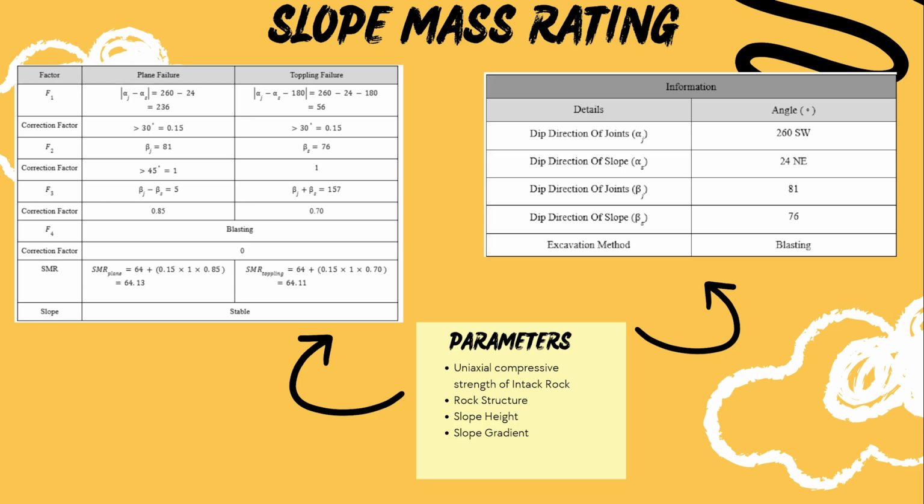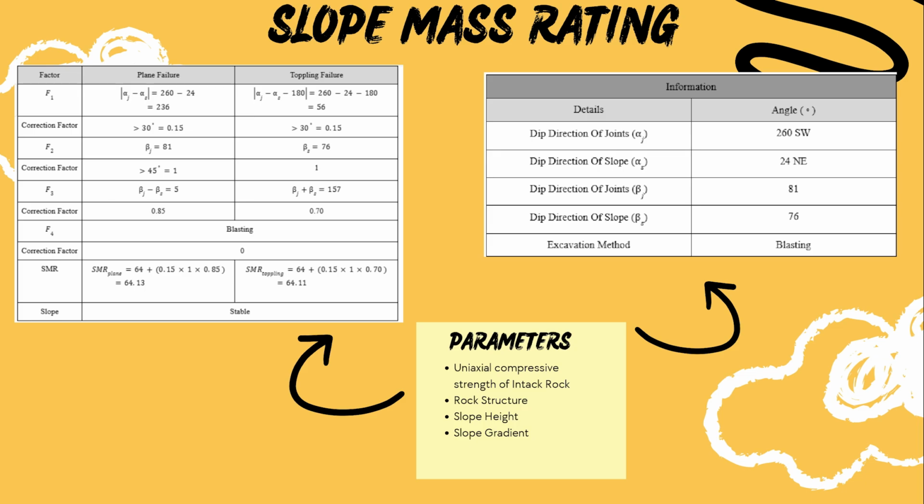Slope Mass Rating, or SMR, is a classification system derived from the basic rock mass rating, but specifically tailored for evaluating the stability of rock slopes. SMR adjusts the basic RMR by including correction factors that account for the relative orientation between the slope face and the discontinuities, which greatly influence slope stability.